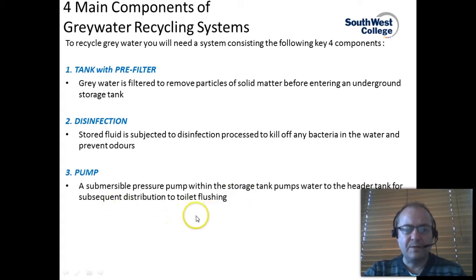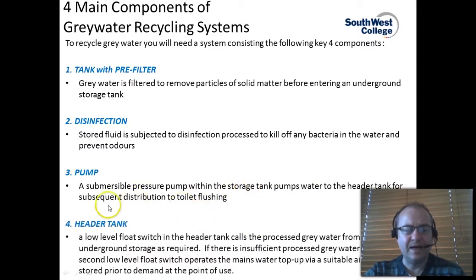You'll also have a submersible pump within your storage tank, and basically the job of that is to pump the water up to the header tank that will then distribute it into the cisterns for toilet flushing. And then your header tank is a standard header tank located in the attic or somewhere else in the house, and has a low level float switch, basically a ball cock. As the water in the header tank drops, it sends a call to the underground storage to activate the little electrical submersible pump, which then pumps water up and feeds the header tank.